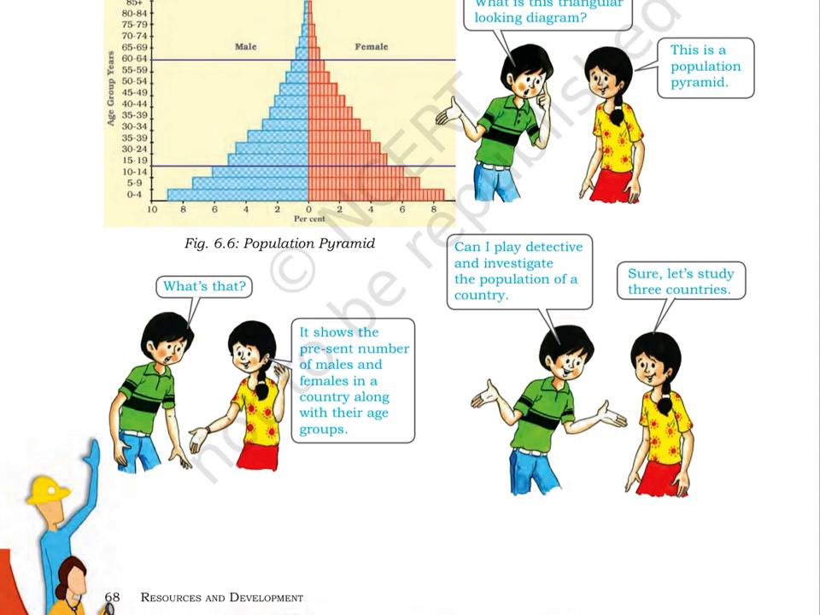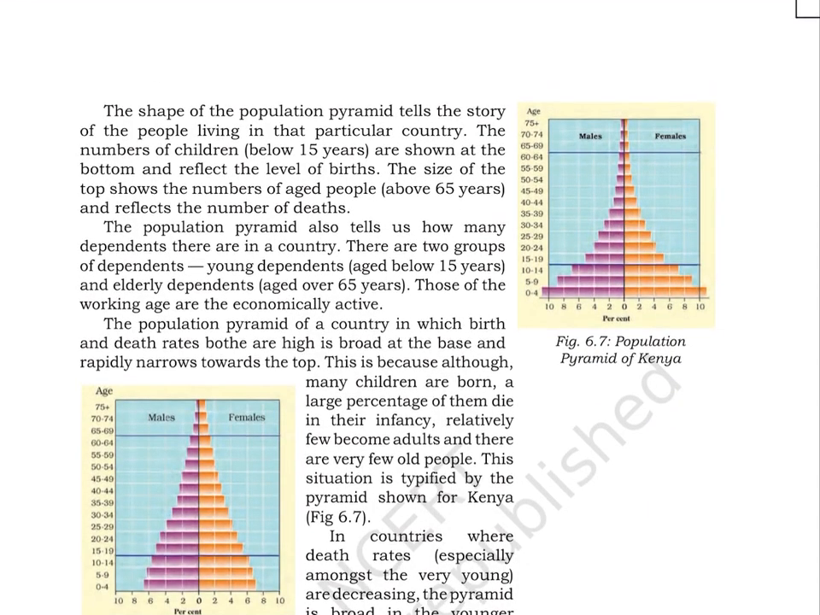Page number 69. The shape of the population pyramid tells the story of the people living in that particular country. The number of children below the age of 15 years are given at the bottom and reflect the level of births. The size of the top depicts the numbers of aged people above 65 years and reflects the number of deaths. The population pyramid also tells us how many dependents there are in a country. There are 2 groups of dependents: young dependents, that is, aged below 15 years, and elderly dependents, aged over 65 years. Those of the working age are the economically active.